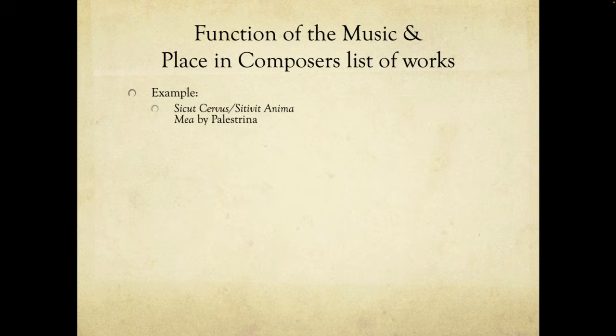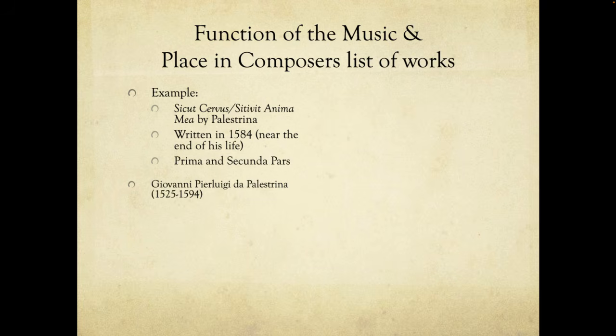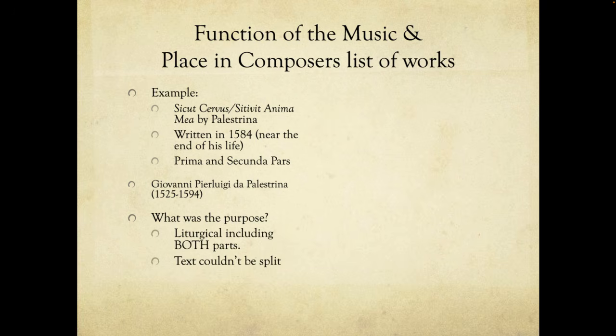The functions of the music really can be a myriad of things. For example, the Sicut Cervus that most people know, in addition to its Secunda Pars, Sitivit Anima Mea, by Palestrina, written probably near the end of his life, has 2 parts. Obviously, you know the composer is Palestrina. What was its purpose? Well, it was liturgical. It was meant to be done in a mass setting. The text should not have been split up into 2 parts, so a lot of people that do Sicut Cervus and stop don't understand that contextually it's supposed to be paired with the Secunda Pars. A lot of people don't, but it is supposed to be paired that way.